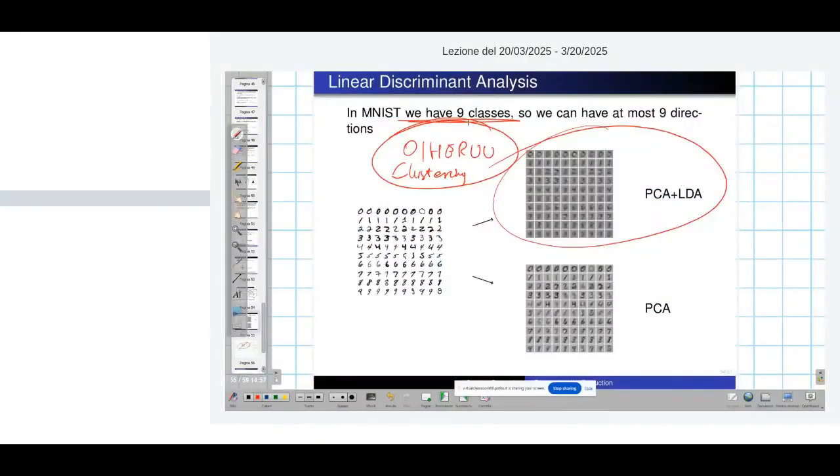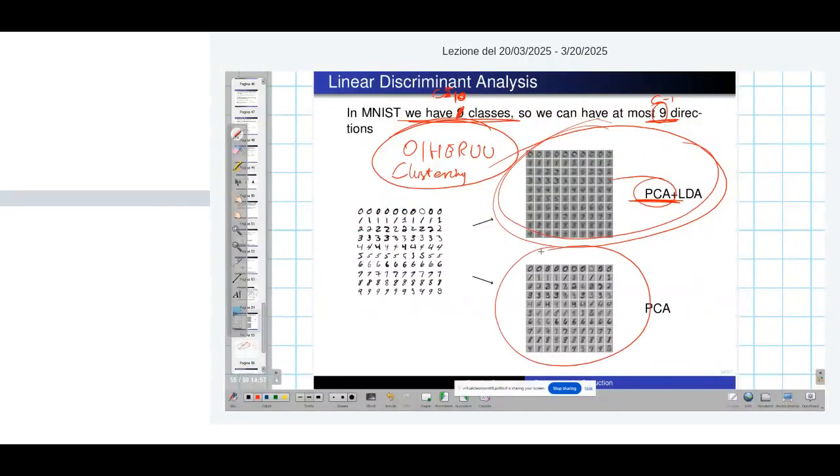Now, let's apply LDA to MNIST. For the reason we said before, when we apply LDA to MNIST, we will always apply PCA before, because we know that SW is singular for MNIST. This was what you obtain with 9 directions. Why 9? We have 10 classes, so we can have at most 9 directions. So C minus 1, where C is 10.